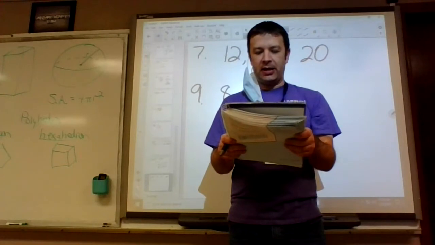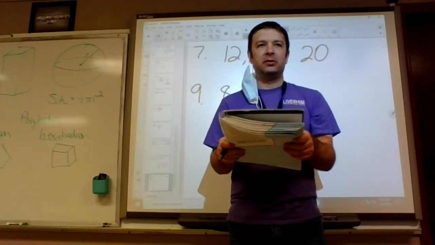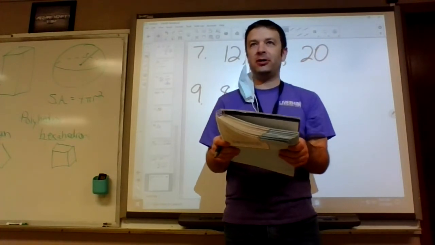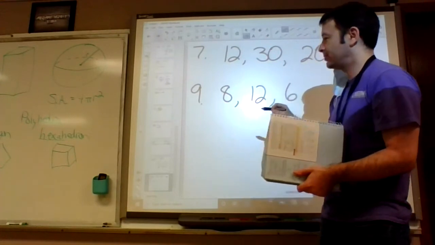Okay, and how many vertices are there? Oh, 6. Yeah, 1 on top, 1 on bottom, 4 in the middle. So that one was definitely easier, right?